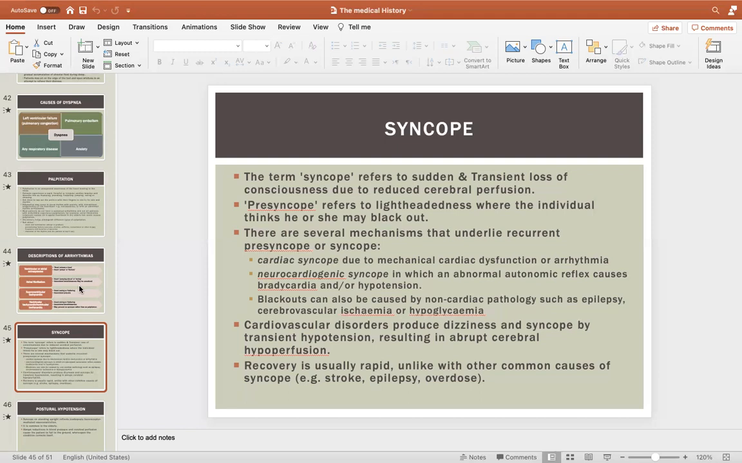Neurocardiogenic syncope, in which an abnormal autonomic reflex causes bradycardia and/or hypotension, is another group of disorders that might cause syncope. And the best examples for it are vasovagal syncope and carotid sinus hypersensitivity.